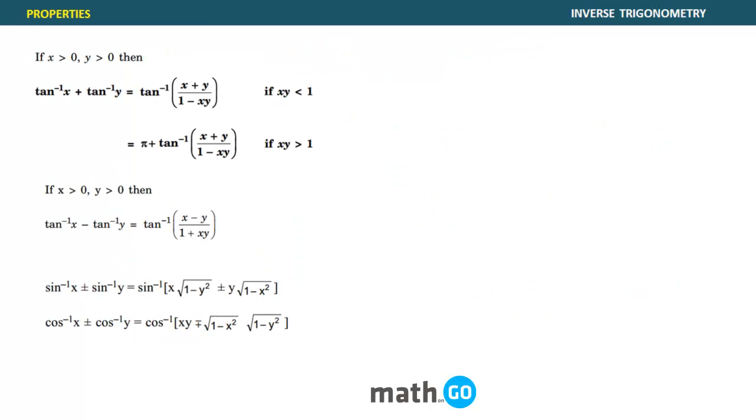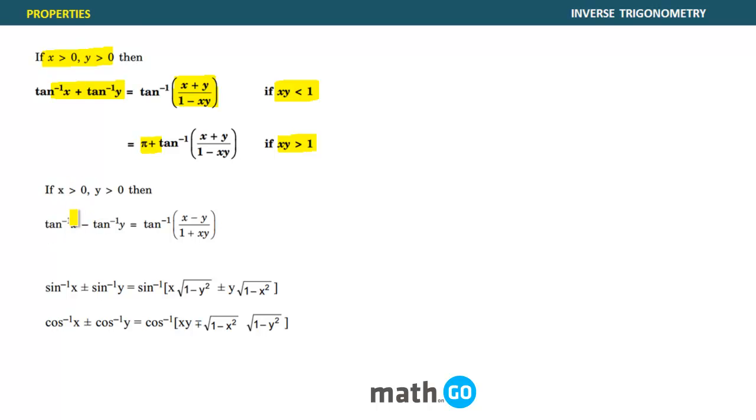Okay, let's do the next property, which is the summation of tan inverse. So if you have both x and y positive, tan inverse x plus tan inverse y is nothing but tan inverse of (x plus y) upon (1 minus xy). Now this is split into 2. Remember that if the product is less than 1, then this is the formula. If the product is greater than 1, then you will have to add pi.